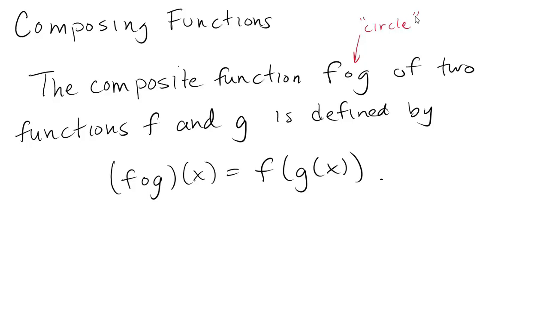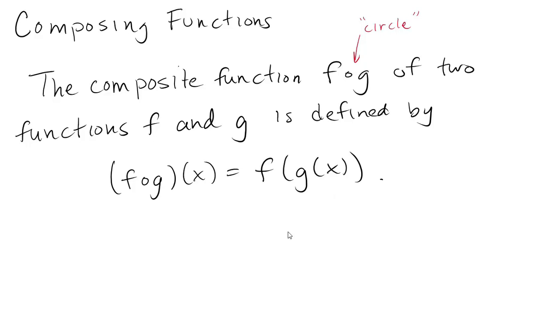F circle g. The composite function f circle g of two functions f and g is defined by f circle g of x equals f of g of x. We're going to make g of x, the second function, the input to the function f, the first function. You can look at this in two ways. If we have a specific input, you plug that input into g, then you take that result and you plug it into f. Or, zooming out a little bit and just thinking of it in general, you're taking the function g of x and plugging it into the function f.